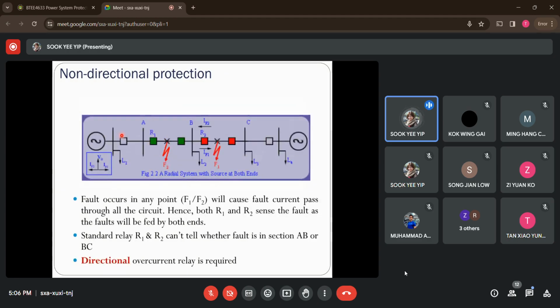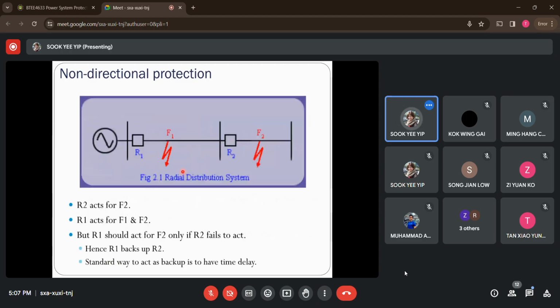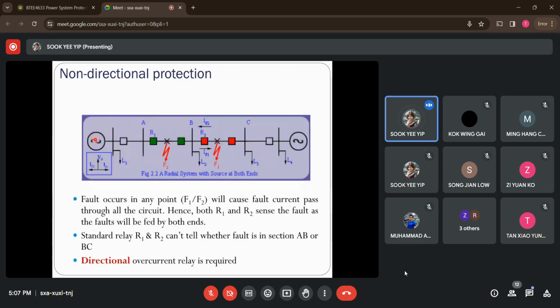So we have networks, and this time we have 2 generation sources at both sides. So this is only one side. So this is both sides. So what happens again? We have the line being divided into numerous sections via the substations or bus bars A, B, and C. Let's say we look into these 2 zones.